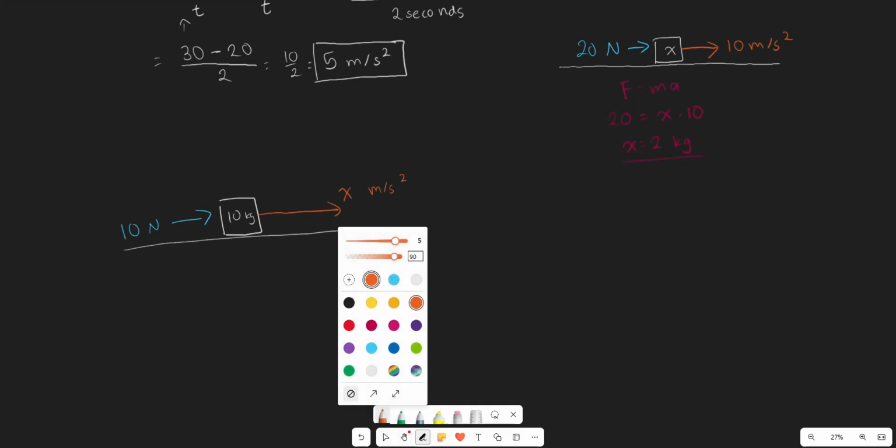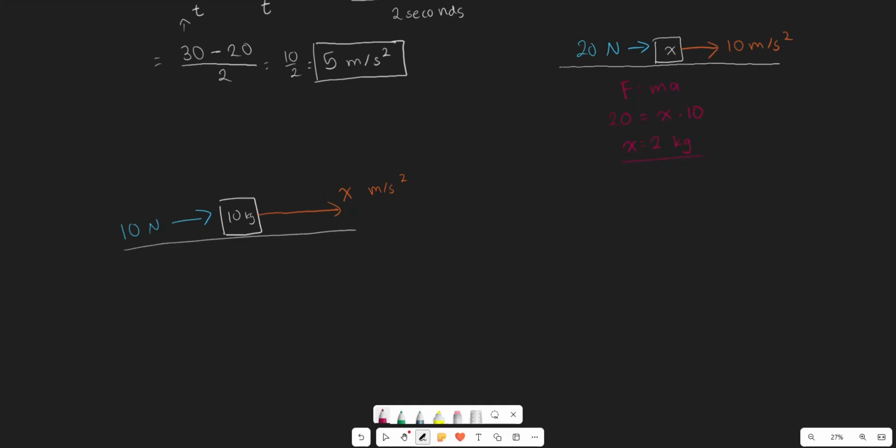So once again, we use Newton's formula, F is equal to ma. We know what the force is. We know it's 10 newtons, and we know what the mass of the object is. It's 10 kilograms, and the acceleration is x. Divide by 10 on both sides. x is equal to 1 meter per second squared.